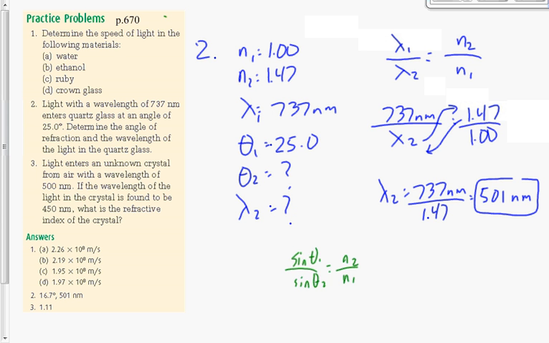All right, let's solve for theta 2 here. N1 is 1. Let's plug in our numbers here again. Let's say sine theta 1, which is 25.0 degrees, over sine theta 2 equals N2, which is 1.47 over 1.00. Again, the 1 just disappears. The sine theta 2 goes up by multiplying. The 1.47 goes down.